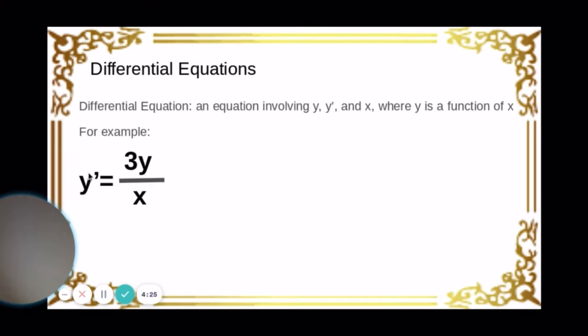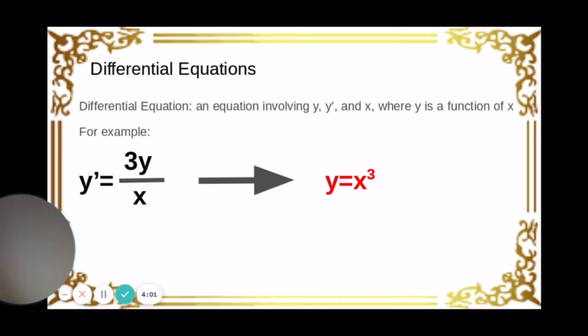As you can see, it involves all the necessary components, y prime, y, and x, and y is a function of x. So you can see that in our solution. Our solution is y equals x to the third. So as you can see, y is a function of x.